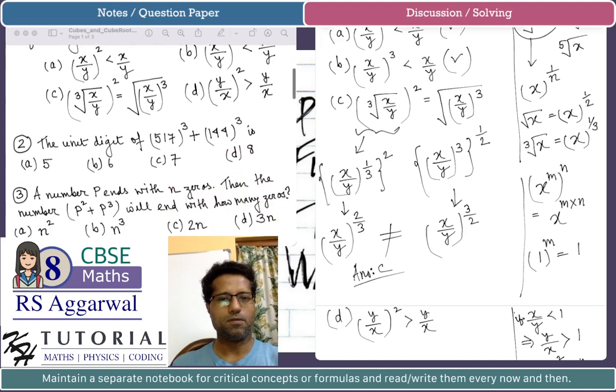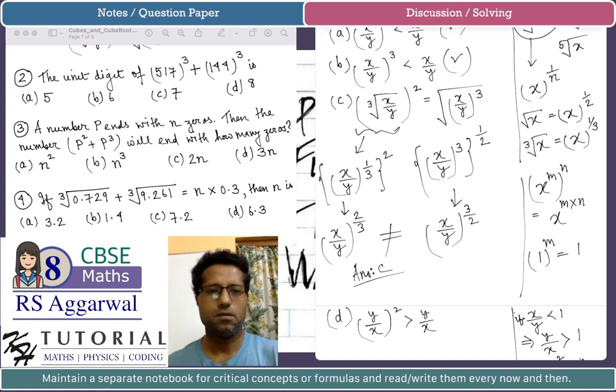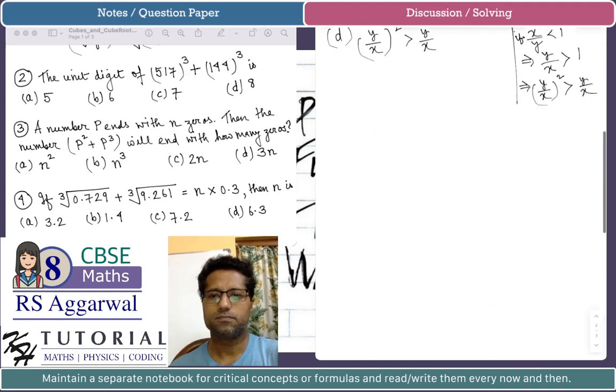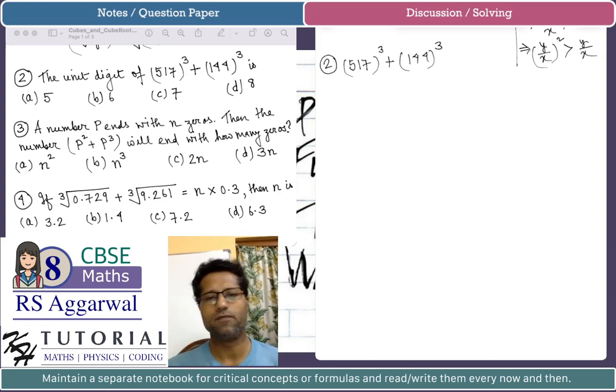Okay, let's do problem number 2. The unit digit of the cube of 517 plus the cube of 144 is. So we have to find the unit digit of this number, the cube of 517 plus the cube of 144. Whatever this number is, that number's unit digit we have to find.